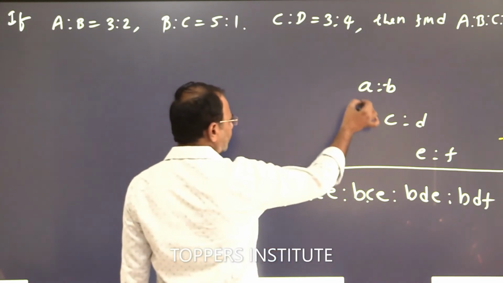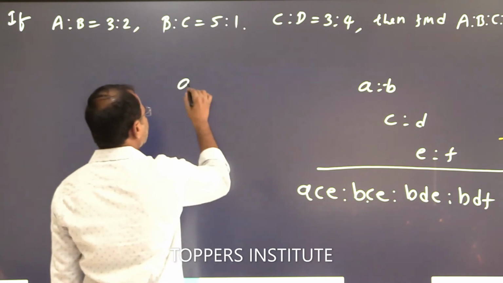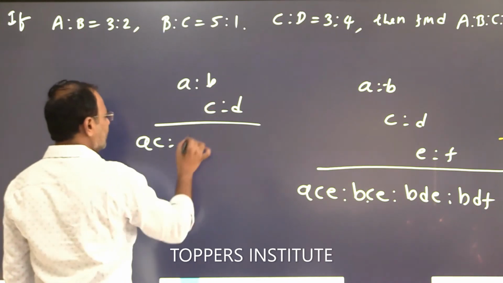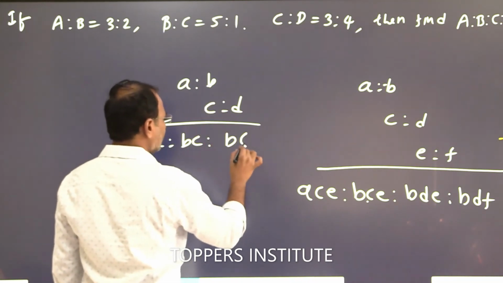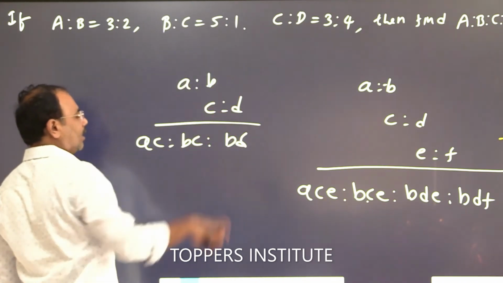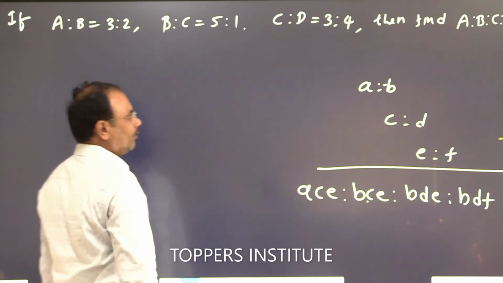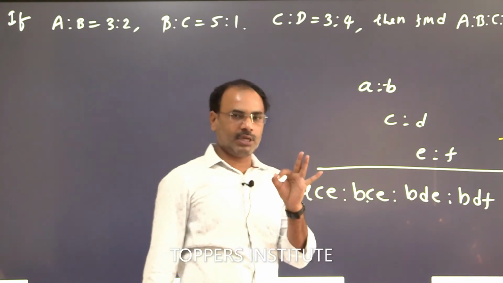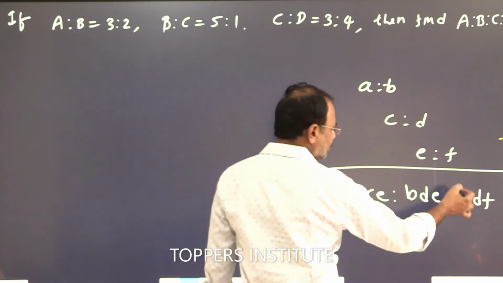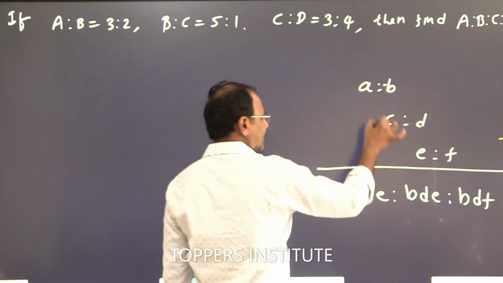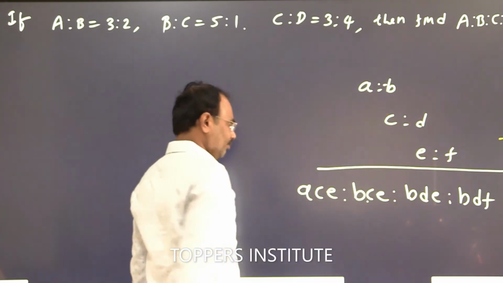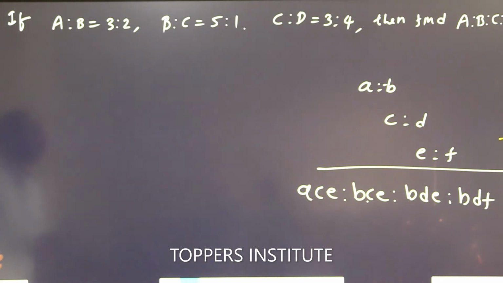In working rule 1, we took A is to B, C is to D. First term AC, second term BC, third term BD. A and C are antecedents, B and D are consequents. Whether you write working rule 1, 2, 3 or 4, definitely the first term is the product of antecedents, and the last term is the product of consequents. So ACE, once again ACE, BCE, BDE, next BDF.